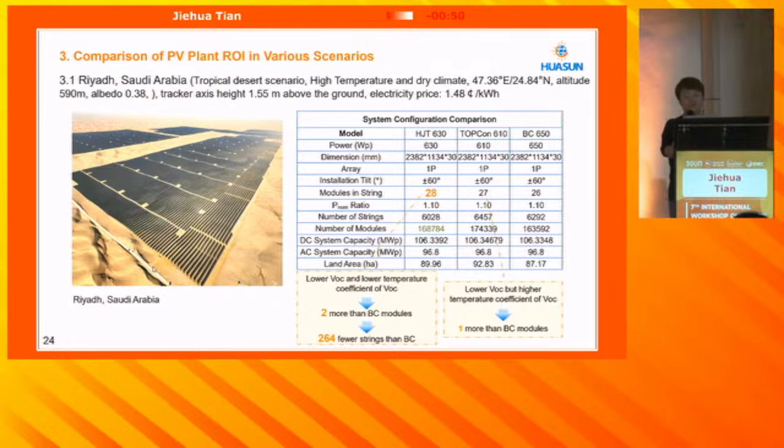As before, HJT has lower Voc and temperature coefficient, so HJT allows for 28 modules per string, 2 more than BC, and there are 206 fewer HJT strings than BC in the 100 megawatt PV plant on the DC side. Although TOPCon also has a lower Voc, its temperature coefficient is higher. It allows for 27 modules per string, 1 more than BC.